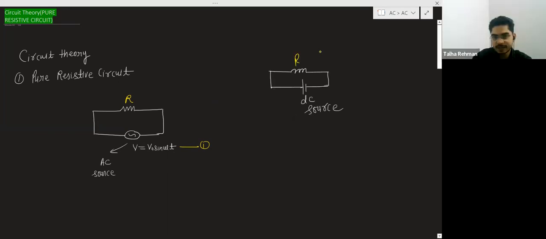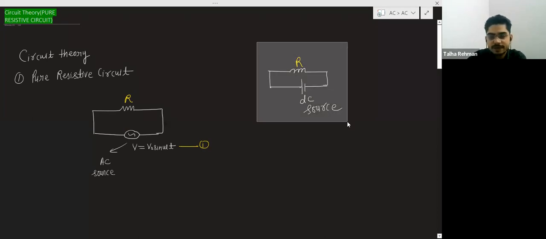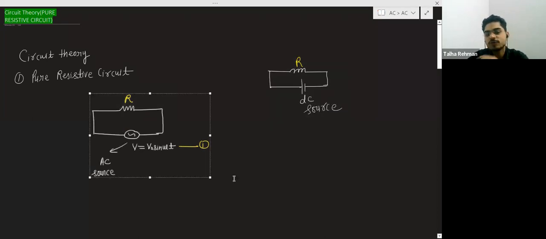Suppose you have connected the resistance like this. Suppose you have connected the resistance with a DC source. So this is a DC circuit. And what is this? This is an AC circuit. How do I know that this is a DC circuit? Because see the voltage value.